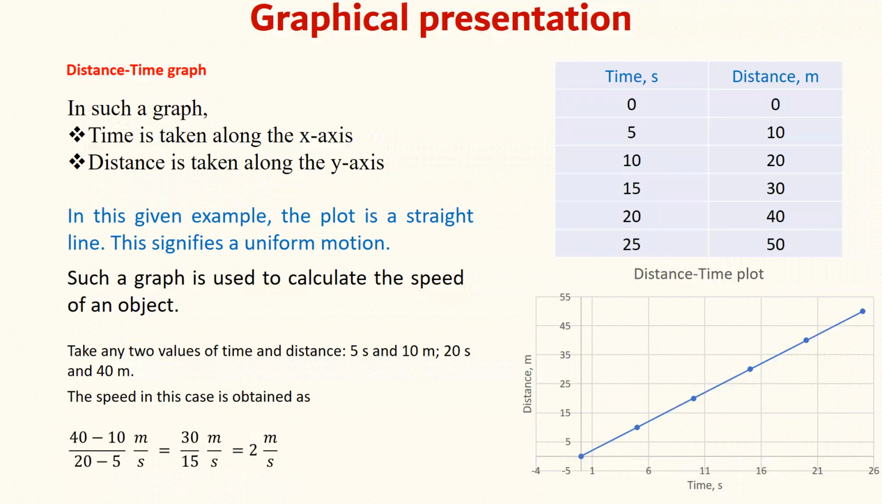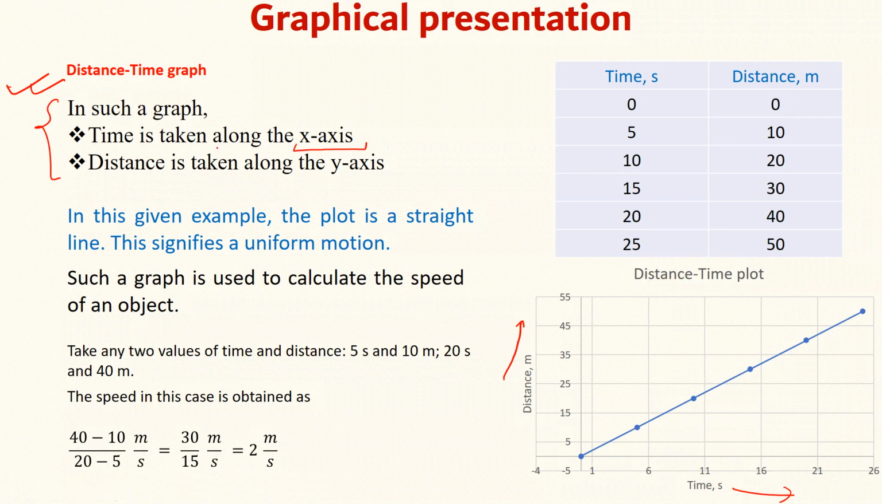So here we are going to learn about graphical representation of motion. How do we represent motion graphically? Here we are discussing a distance time graph. In a distance time graph, time is taken along the x-axis, which is this horizontal axis, and distance is taken along the y-axis, which is this vertical axis. One example is given here.